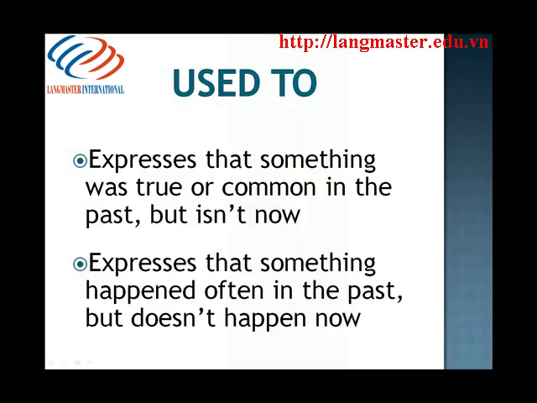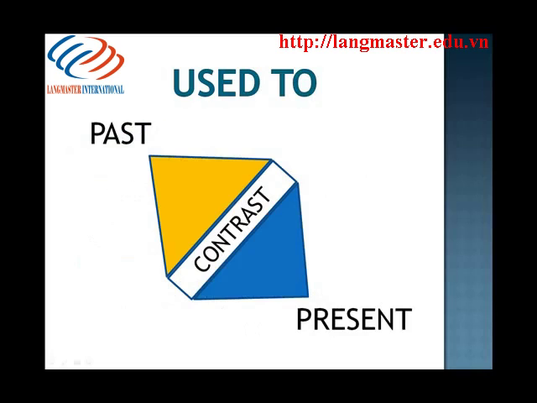Let's first look at used to. This structure expresses that something was true or common in the past, but isn't now. Or it expresses that something happened often in the past, but doesn't happen now. So we can use this structure to describe past states and situations or past events and actions. What's important to understand is that this structure helps us create a contrast between the past and the present.